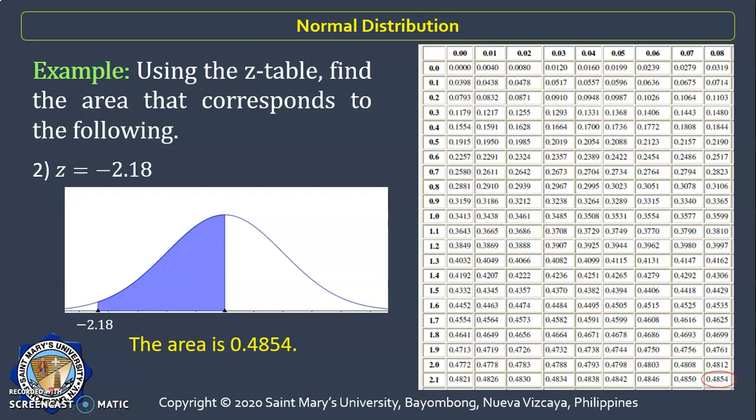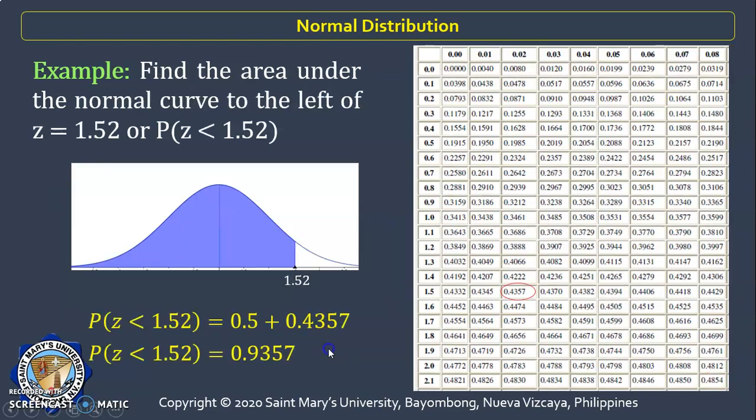Since our normal curve is symmetric with respect to the center, even if the z-table shows positive values, it is the same on the left side because they are symmetrical. So for 2.18, we have the area from 0 to negative 2.18, on the left side of 0. So 2.1 up to 8. So the area is 0.4854. That's the area of the normal curve. It is also the probability when z is negative 2.18.